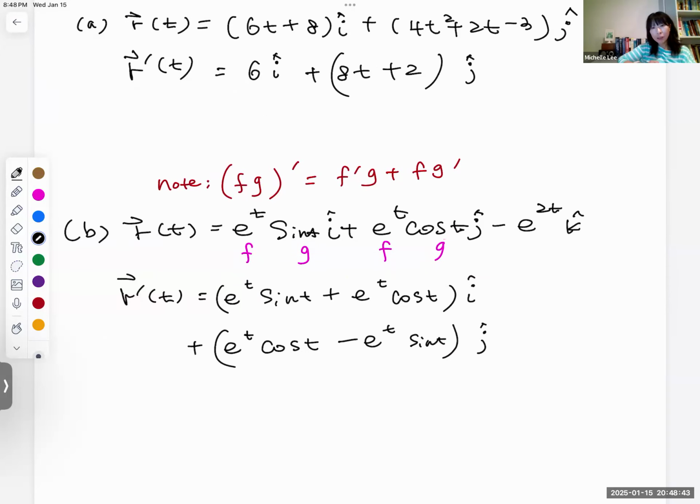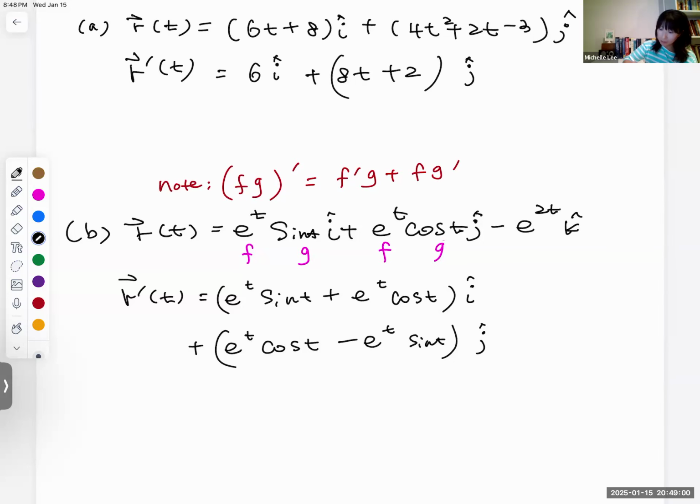And the last term, we drop the power. So e to the 2t, then chain rule. We drop the power, right? So negative 2 e to the 2t. So it's minus there. Okay.